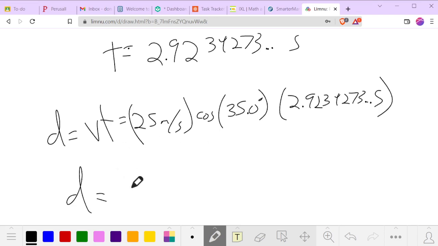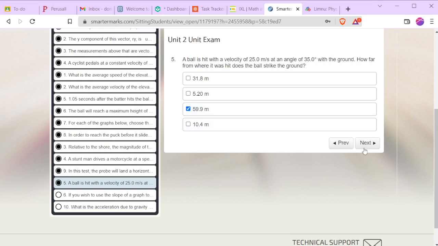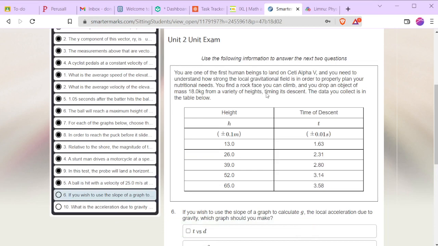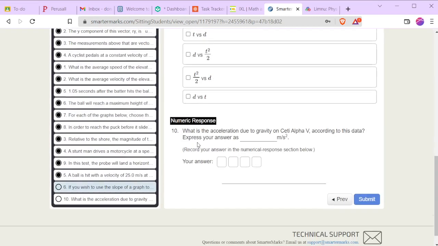All of which works out to 59.86828624 meters, or 59.9 meters. Now, we've got our two-part finisher.